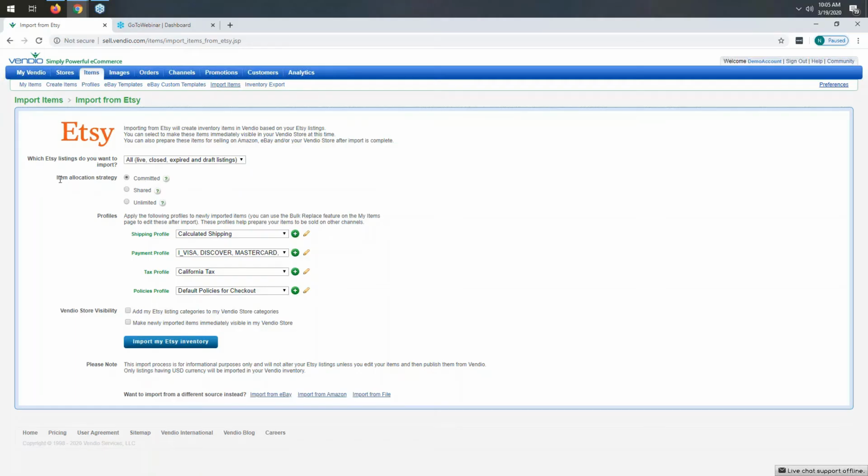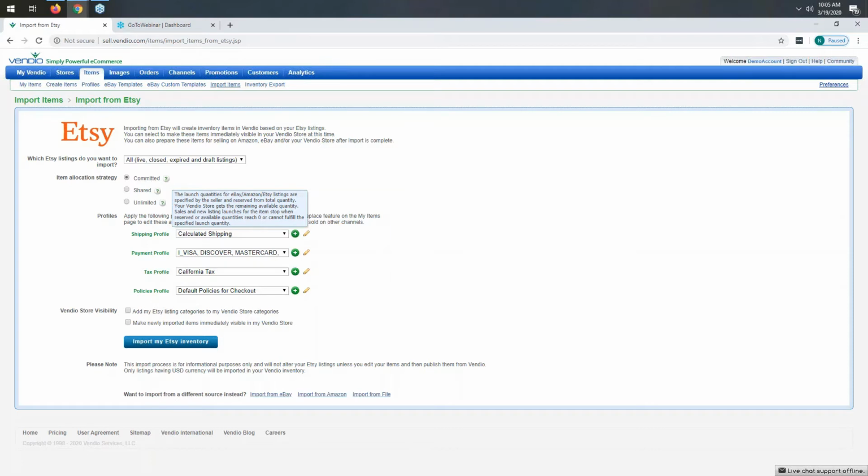The next option we have is your item allocation strategy. We have three different options: the committed, shared, and unlimited. With committed, what this means is that you specify the quantities you want to sell on each marketplace.